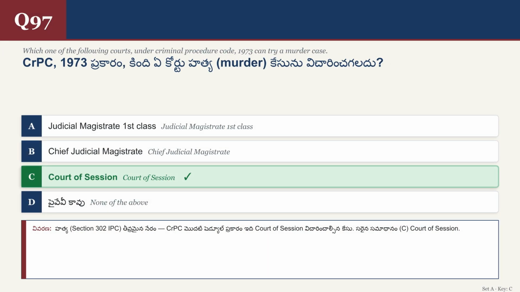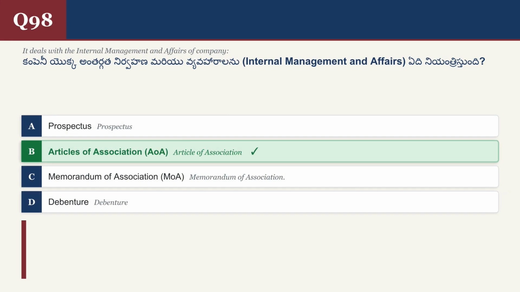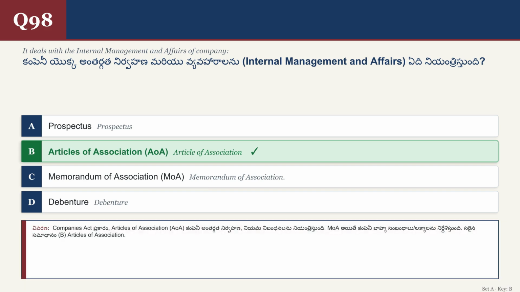A murder case under Section 302 of the IPC is a serious offense. According to the first schedule of CrPC, it is triable by the Court of Session. The correct option is C, Court of Session. The Articles of Association, AOA, govern the internal management and affairs of a company, setting the rules and regulations. The Memorandum of Association, MOA, defines the external relationship and objectives. Thus, the correct answer is B, Articles of Association.